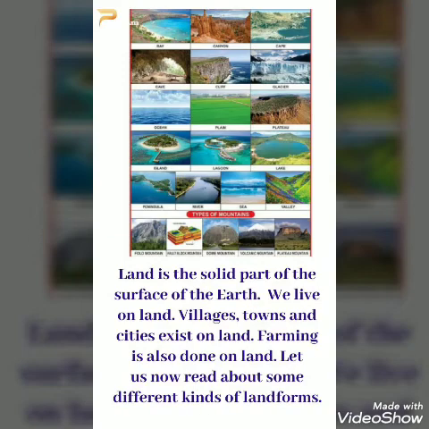Land is the solid part of the surface of the earth. We live on land. Villages, towns, and cities exist on land. Farming is also done on land. Let us now read about some different kinds of landforms.